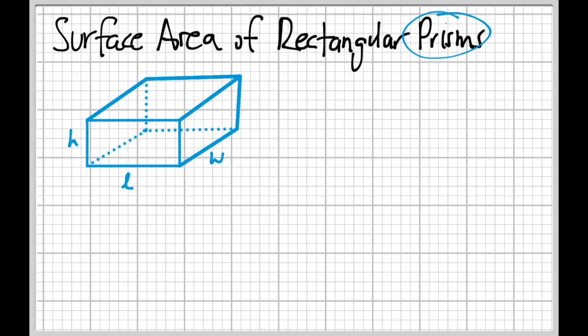We've got three dimensions: length, height, and width. We can use these three dimensions to find the area of this prism.